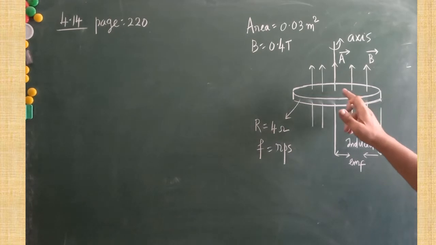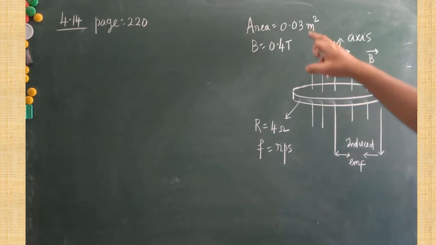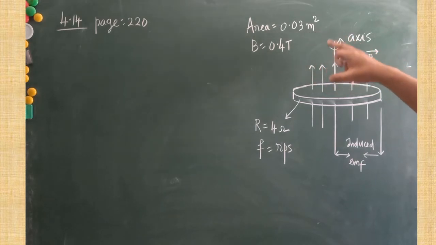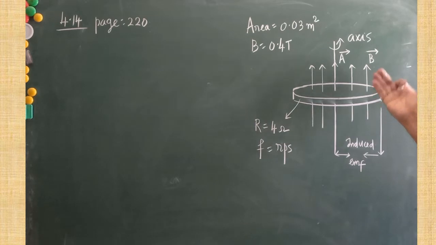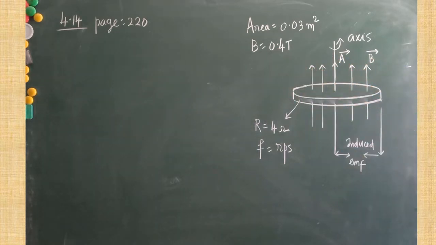Here one circular metallic disc is made to rotate within a uniform magnetic field. The area of the circular disc is given as 0.03 meter square, and the strength of the magnetic field is 0.4 Tesla.